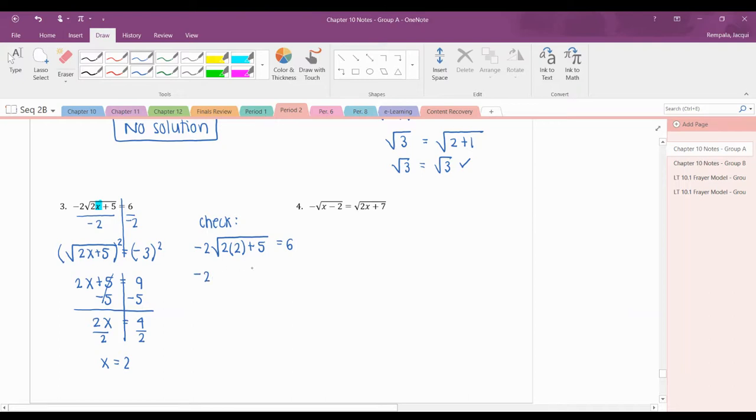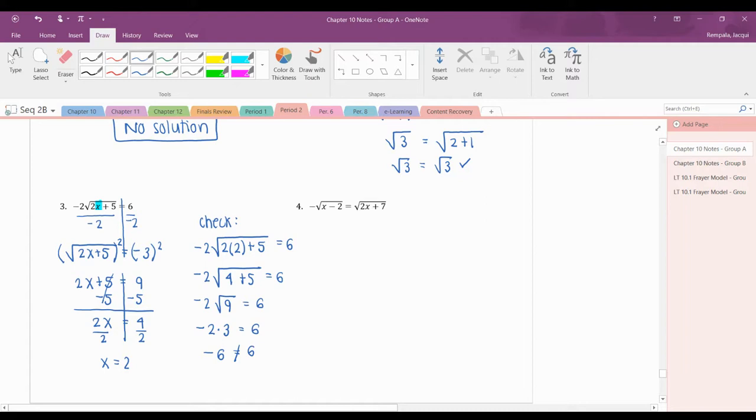There's still that negative 2 on the outside. Notice that we have 2 times 2 is 4 plus 5 under the square root. Well, add those numbers under the square root and you get 9. If you put that into the calculator, negative 2 times the square root of 9, well, the square root of 9 is 3, and negative 2 times 3 is negative 6. But notice that I wanted it to equal positive 6. So this is not true.